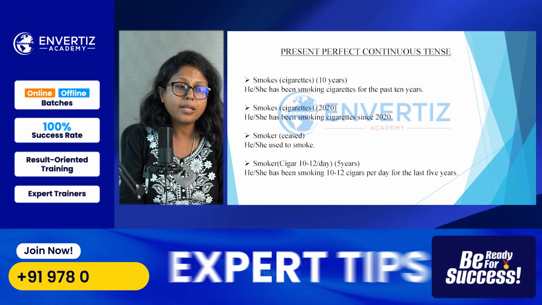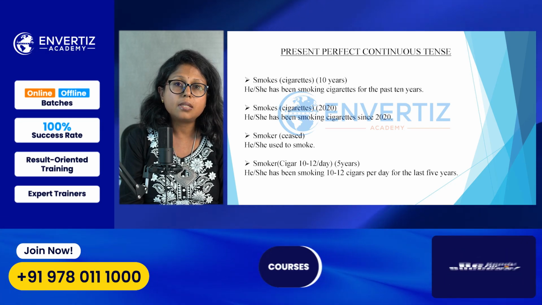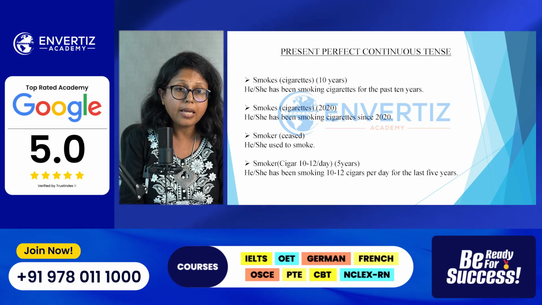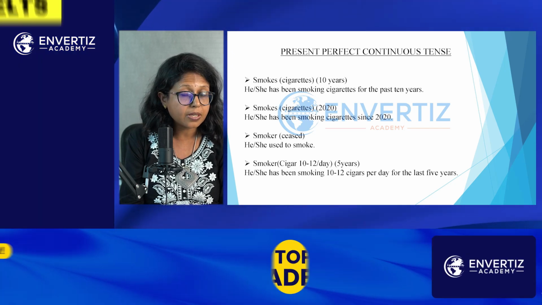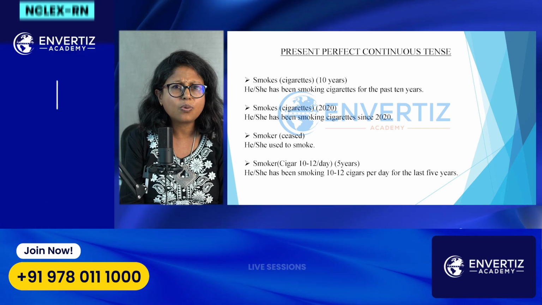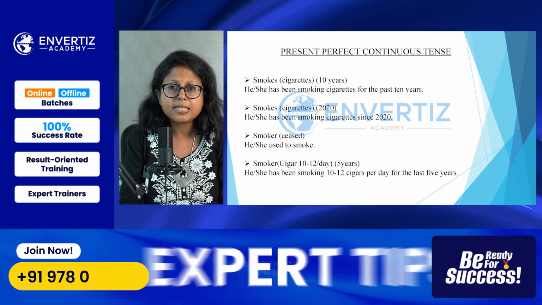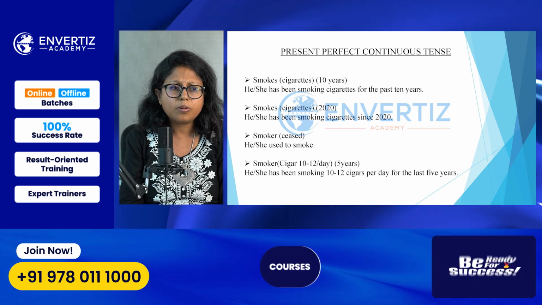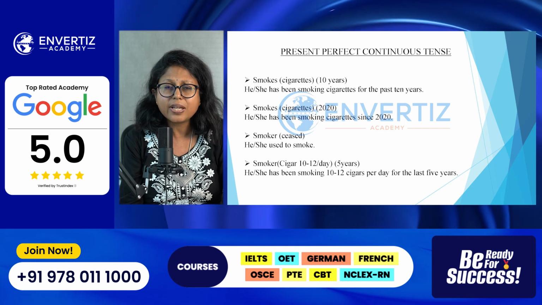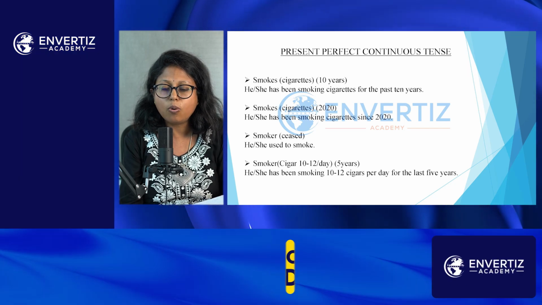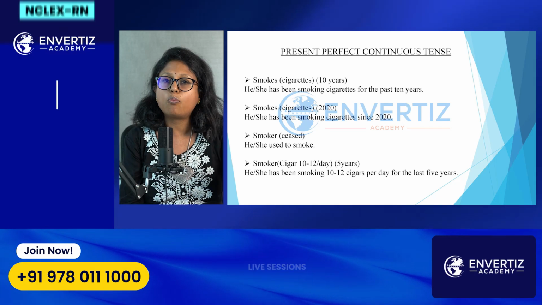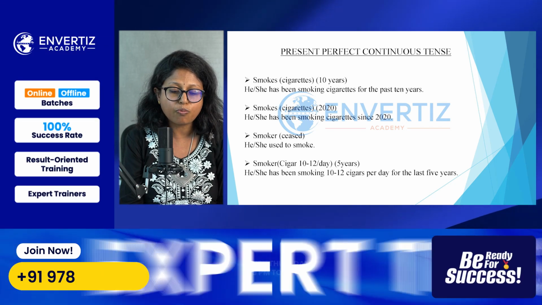So we have included all the information that has been given to us. We have included that this person has been smoking 10 to 12 cigars per day, and that's been going on for the last 5 years. So I think now you have quite a bit of an idea on how tenses are used. This was, I think, quite easy. But before we go on to the next portion, let me go through a recap of what I just explained to you so far.